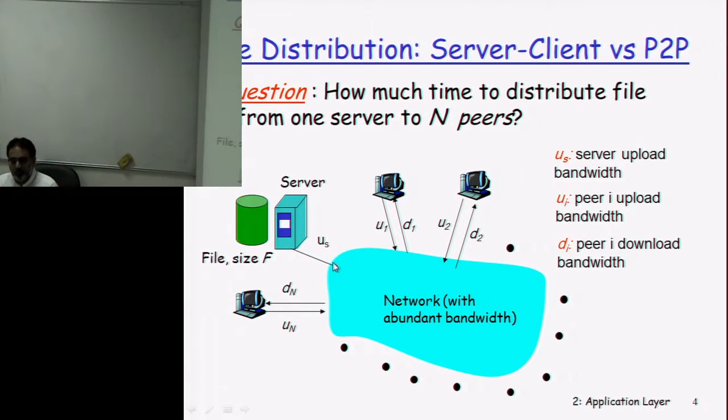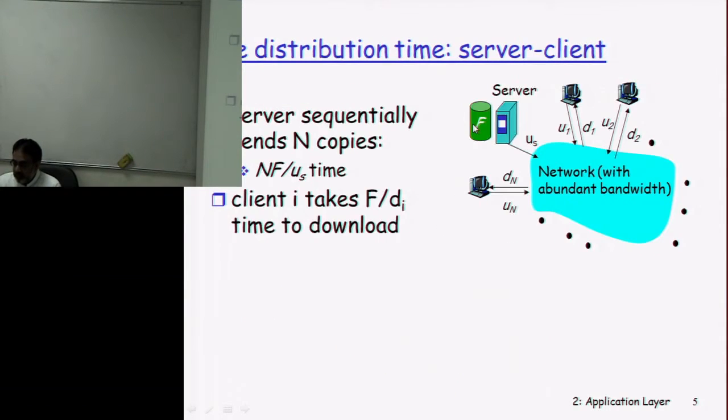Definitely the server has to upload something, then only the peer can download it, and then the peer can also upload it. So the question we have to look at is how much time it will take for a file of size F bits to be uploaded from the server to the N peers. Our main aim is to calculate the file distribution time here, in the case of client-server.